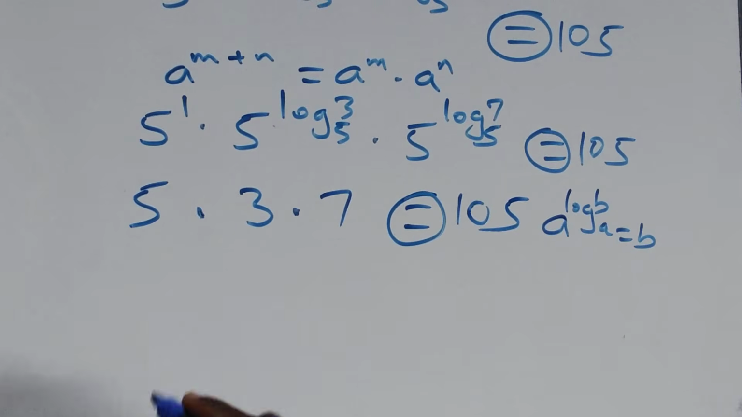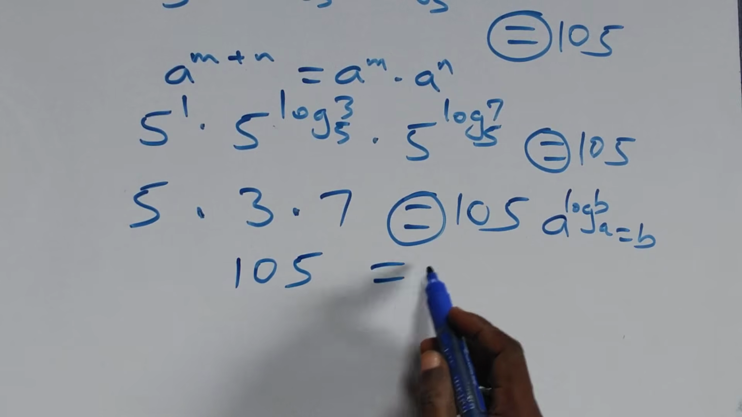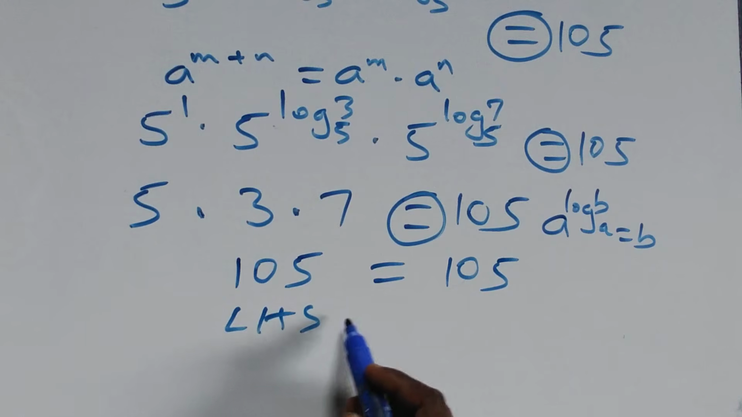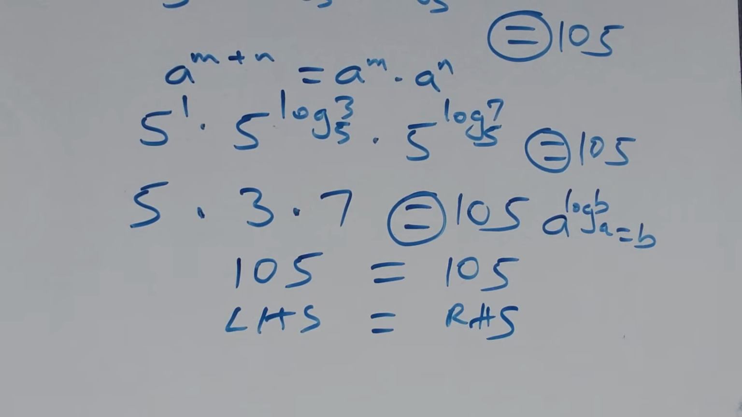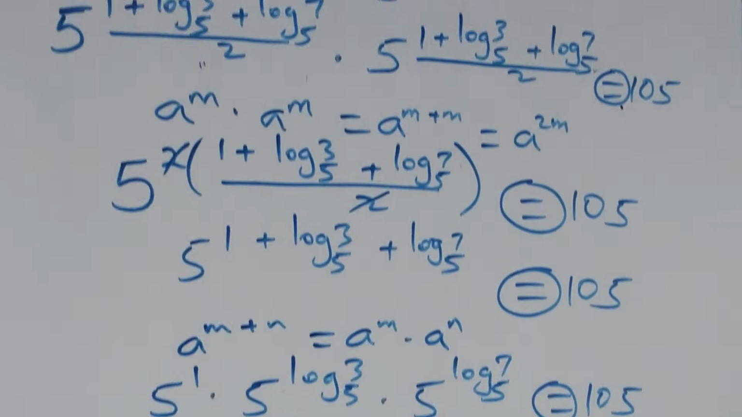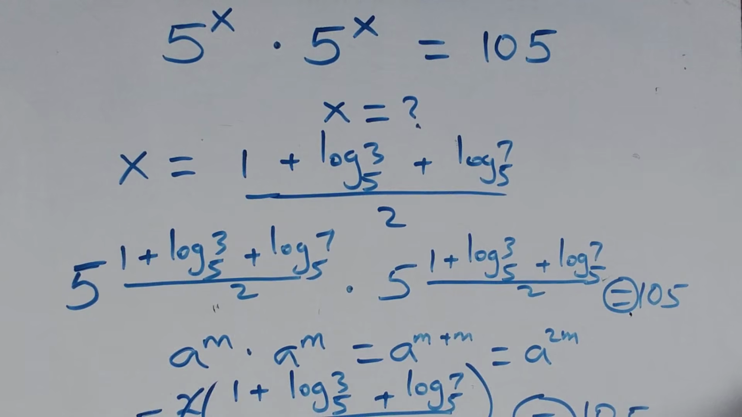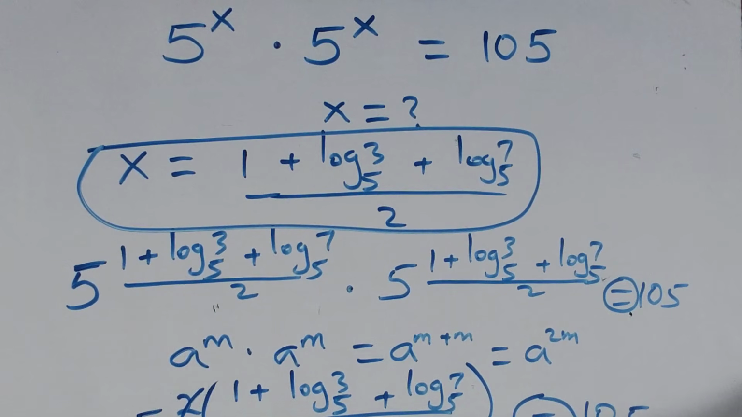So 5 times 3, 15. 15 times 7 equals 1 around 5. This equals to 1 around 5. Left hand side equals to the right hand side. And therefore, we conclude here that the value of x, which is 1 plus log 3 base 5 plus log 7 base 5 all over 2, satisfy this given problem.